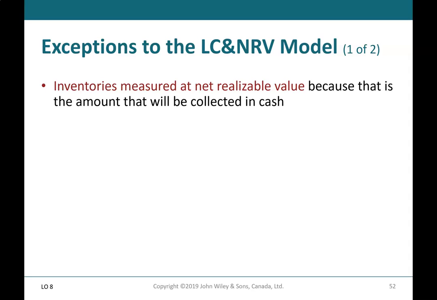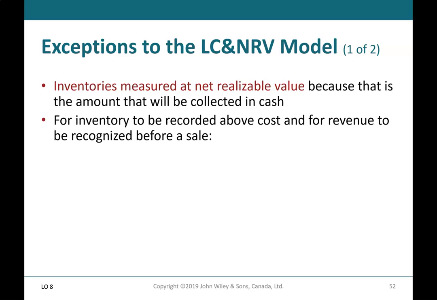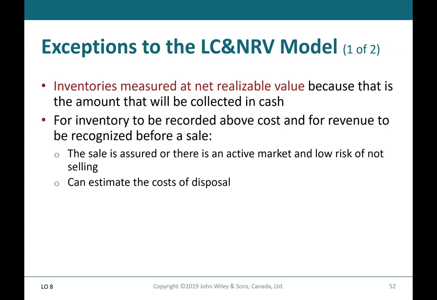Exceptions to the lower of costs and net realizable value model 1 of 2. Inventory is measured at net realizable value because that is the amount that will be collected in cash. For inventory to be recorded above cost and for revenue to be recorded before a sale, the sale is assured or there is an active market and low risk of not selling. Can estimate the costs of disposal.